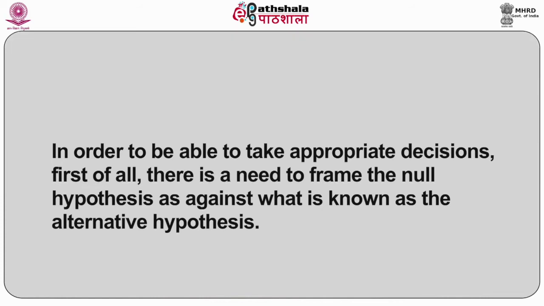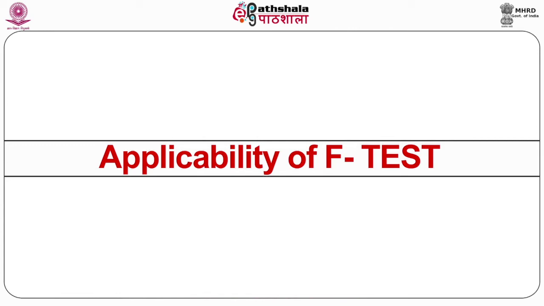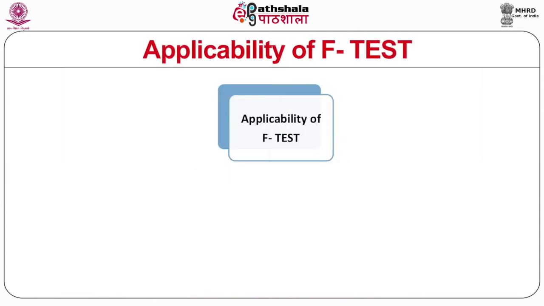null hypothesis as against what is known as the alternate hypothesis. The calculated value of the F-test with its associated p-value, that is the significance level, is used to decide whether to accept or reject a null hypothesis. Let's see the applicability of the test. It is used to test the equality among the population variance.